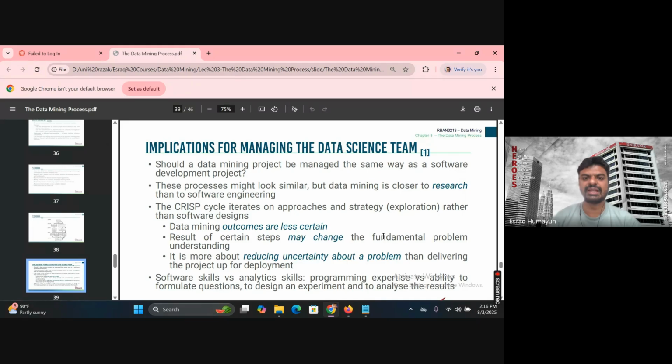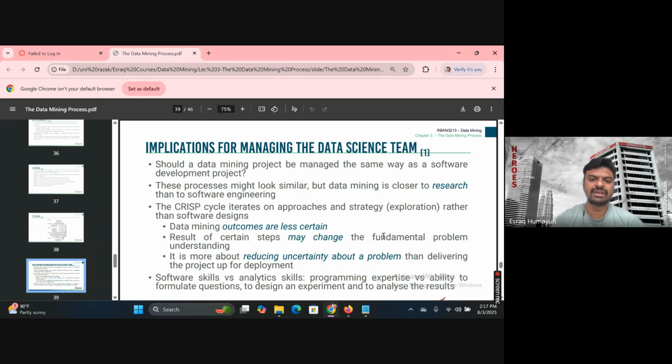Then the data mining outcomes are less certain. In software, you know that you will get the product, but in data mining sometimes you are not sure about the outcome. Results of certain steps may change the fundamental problem understanding. For example, you have a huge data set, and from this data set you are predicting that the temperature or the sales will go up, but sometimes you see that it has a sudden drop. It is more about reducing uncertainty about a problem than delivering the project. Software projects are about deployment, but data mining is about reducing uncertainty.